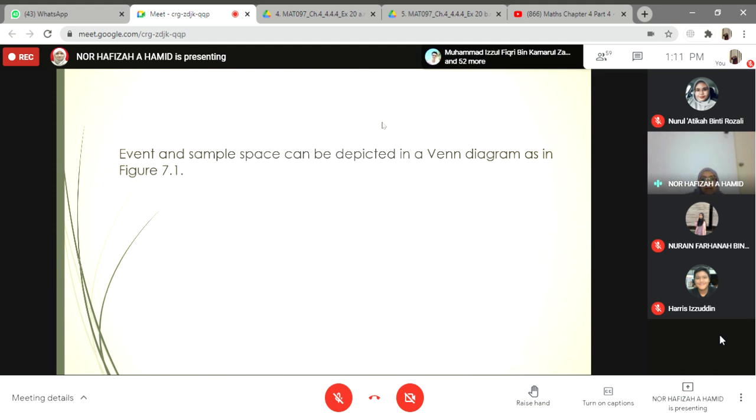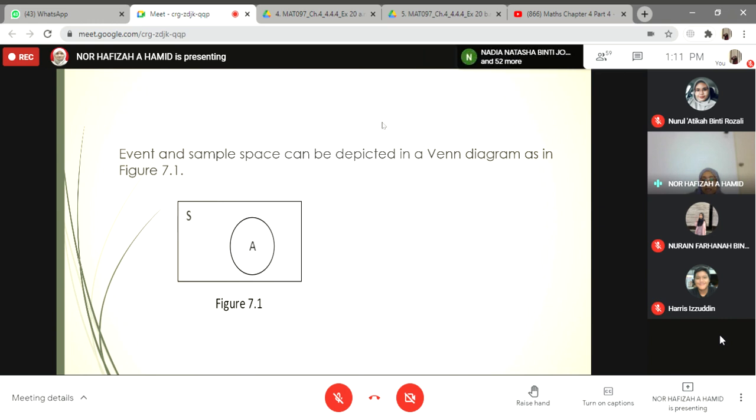Next, in terms of Venn diagram, this is between event and sample space. So the outer one is the sample space, and this is the event. If you refer to this Venn diagram, you can see that the event is a subset of the sample space.